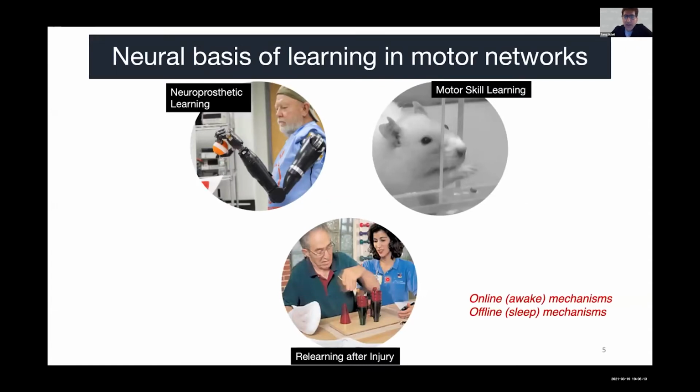My lab is looking at this problem through 3 lenses, if you will. We work with rodents as well as human patients, and we are looking at 3 scenarios. In terms of motor learning, we are focused on neuroprosthetic learning, or brain-machine interface learning, in which the subjects learn to control an artificial or external disembodied device. In this picture it's a robotic arm, but this could also be a computer cursor if somebody has speech impairment.